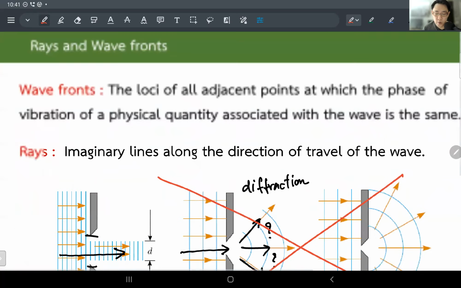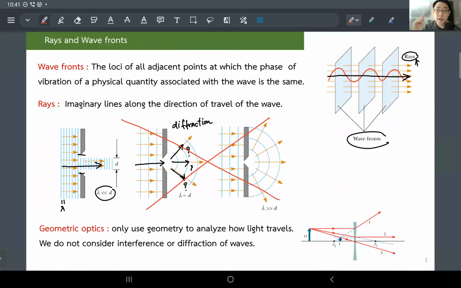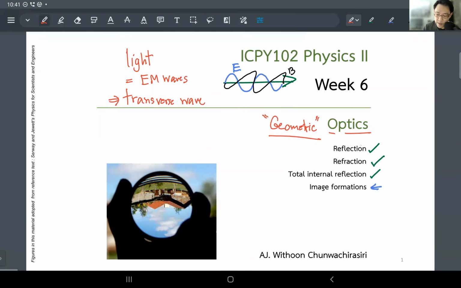So that's a good thing about this one: we will not talk about interference anymore, and we will not talk about diffraction, which is another property of light that can go around corners or obstacles. We are going to look at the main two properties of waves, which are reflection and refraction. And in this particular topic, we're going to use light as our example of the waves that we're going to study.